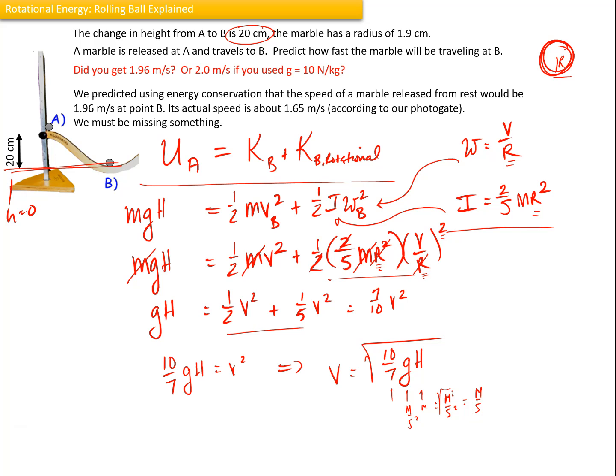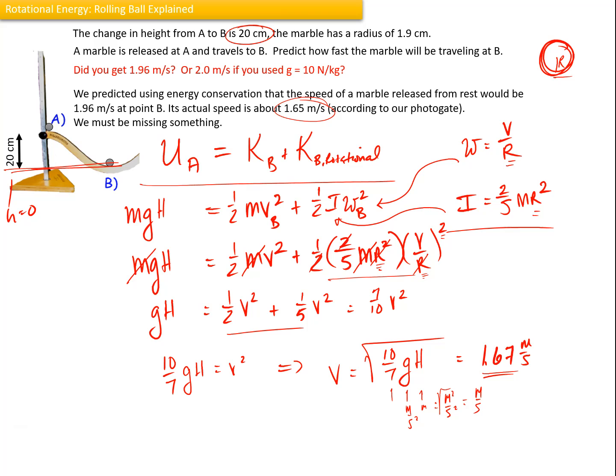So in this case, we have an equation that solves for velocity, and the nice thing is the mass disappears. And we can put numbers in this. So we get the square root of 10/7 times 9.8 times h, and this ends up being about 1.67 meters per second, which is much, much closer to our observed value of 1.65 meters per second.